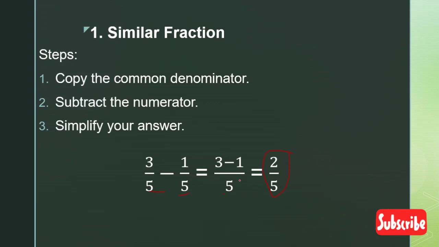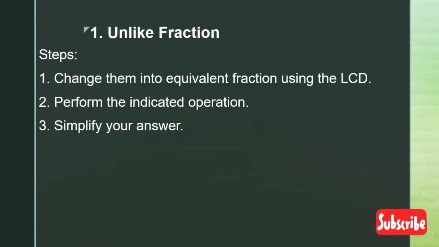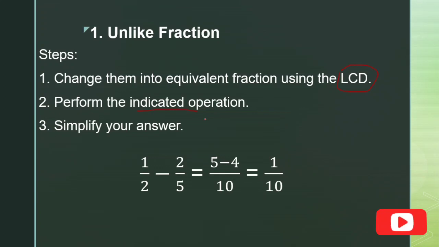Okay? So, yun. Next. Paano naman kapag dissimilar or unlike fractions? Again, gaya ng ginawa natin, una, hanapin si LCD. Diba? And then perform the indicated operation. So this time around, since subtraction tayo, ang gagawin natin ay mag-subtract, magbabawas. And finally, simplify your final answer. For example, 1/2 minus 2/5. So makita natin dito ngayon, kids, is meron tayong 2 as the denominator of the first fraction and 5 is the denominator of the second fraction.